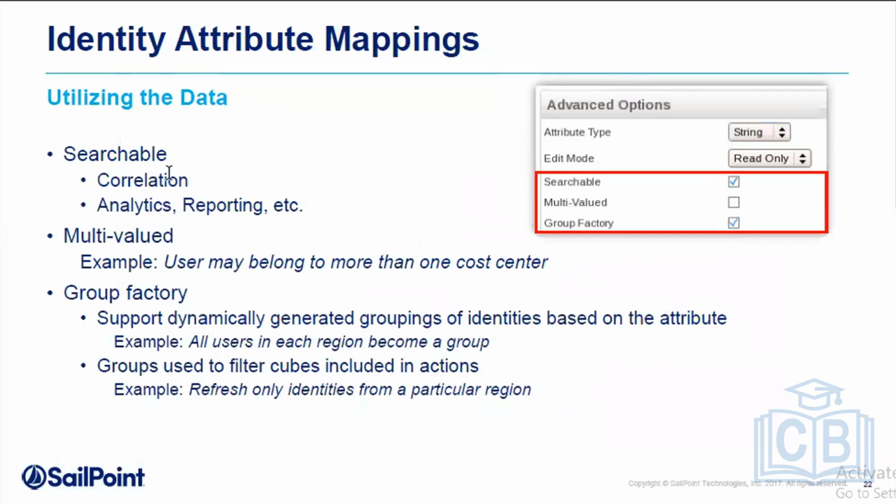Searchable is used for correlation analysis, analytics and reporting, etc. Multi-valued, a user may belong to one or more cost centers. Group factory supports dynamically generated groupings of identities based on the attribute. Example, all users in this region become a group. Used to filter groups, include the actions. Refresh only identities from a particular region.